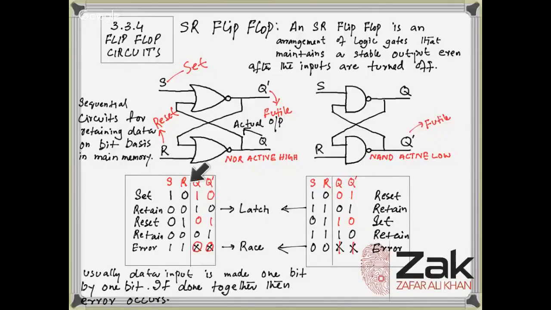When you would like to reset, you have to make reset 1 and set 0. This will bring 0 here at Q, and Q naught will obviously be 1. And then you put a latch there as well, and that is again retain state. You put 0 0, and whatever the previous input, it will be locked. In case you put 1 1, you get 0 0 here, at Q and Q naught, and that is called race, and that is an error.